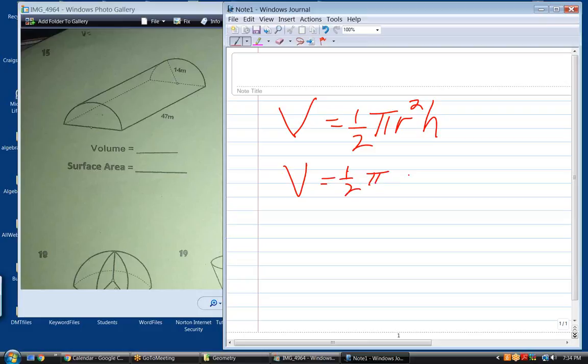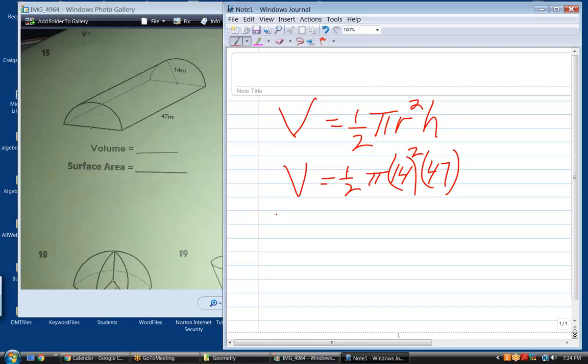What's R? 14. What's H? 47. Yeah. Now notice that H isn't always height. What H actually is is the thickness between the two bases. In this case, it is 47, but this thing is laying flat, so it'd be hard-pressed to call that a height. I prefer almost to call that a thickness.